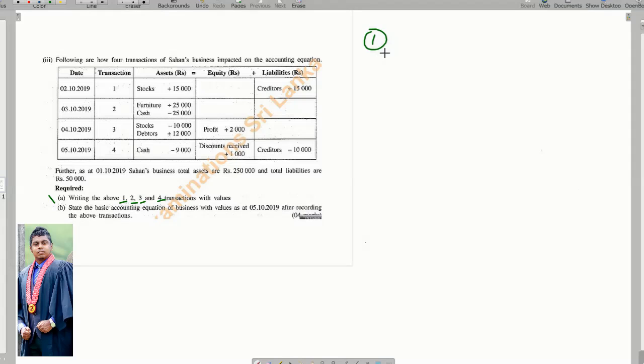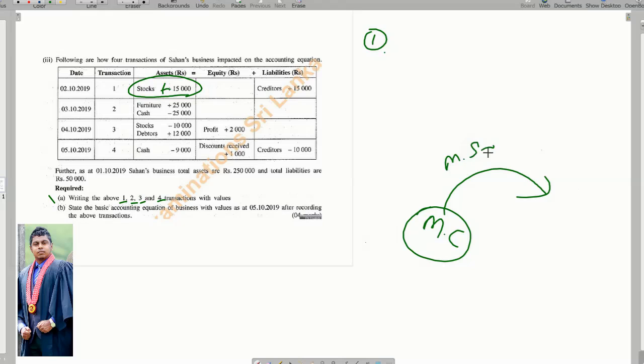The date provided is 2nd of October, and it says that stocks are increasing. What do you mean by stocks? Stocks normally relate to a manufacturing company. In order to do their manufacturing activities, or manufacturing process, they are required to have material stock. That material stock they get from the suppliers, right? Suppliers are the persons who provide the material for the company to carry out their production process. So they are going to purchase material stock from the suppliers.